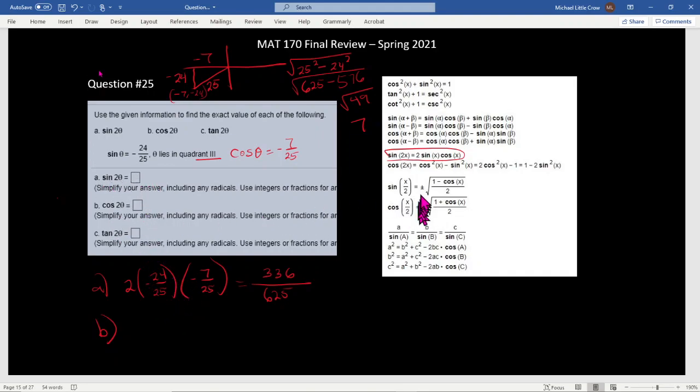For B, we've got cosine of 2 theta. Now we've got several choices. We could do any of the ones, whatever your preference. Cosine squared minus sine squared. I don't know, we gotta square something. How about this last one? 1 minus 2 times sine squared. So that's going to be 1 minus 2 times sine squared. Sine squared is negative 24 over 25 squared. So that's equal to 1 minus, as we square this, 24 squared is 576, right? We got that up there.